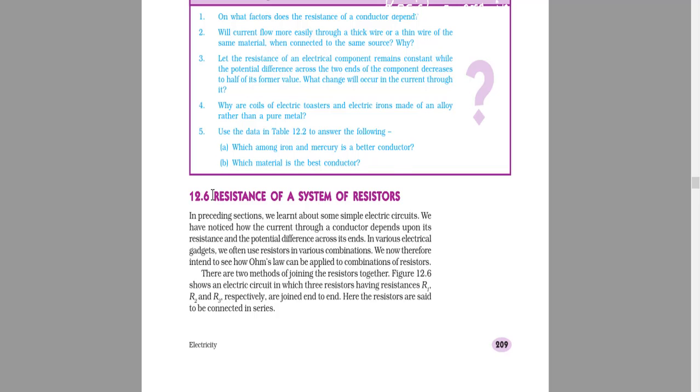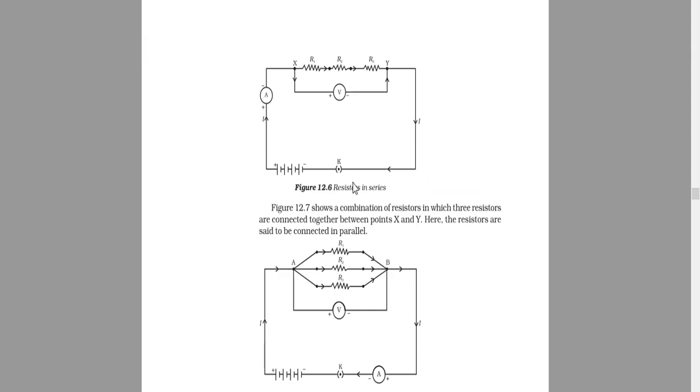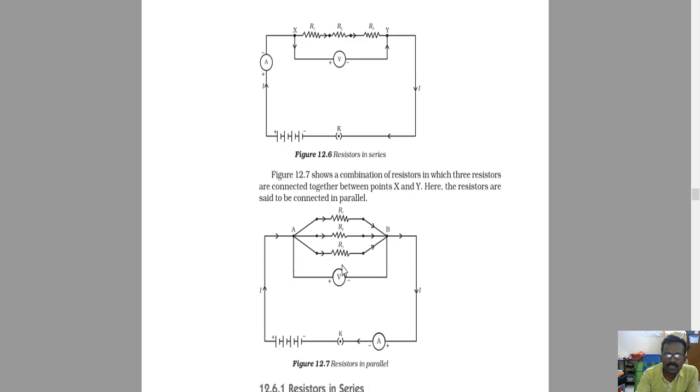Now we are going to talk about the resistance of a system of resistors. Here we are seeing two circuits. In this one, the resistors are in series connection. Here, the resistors are in parallel connection.